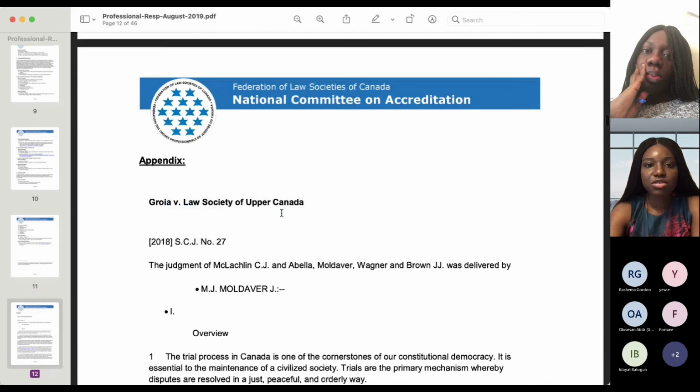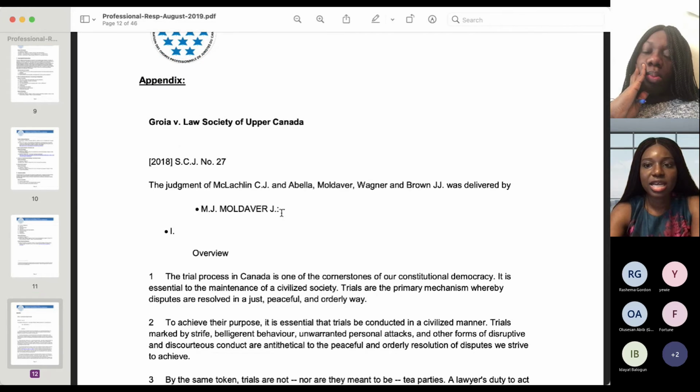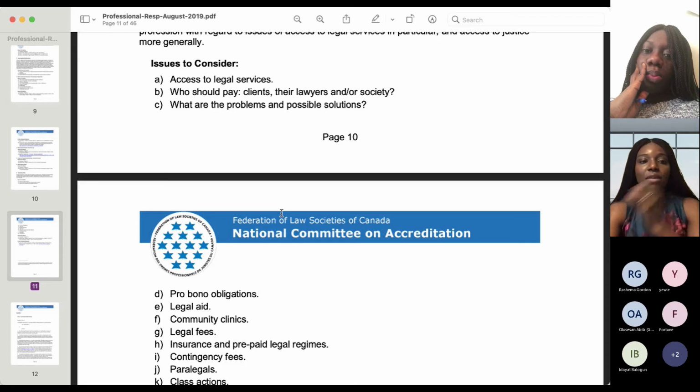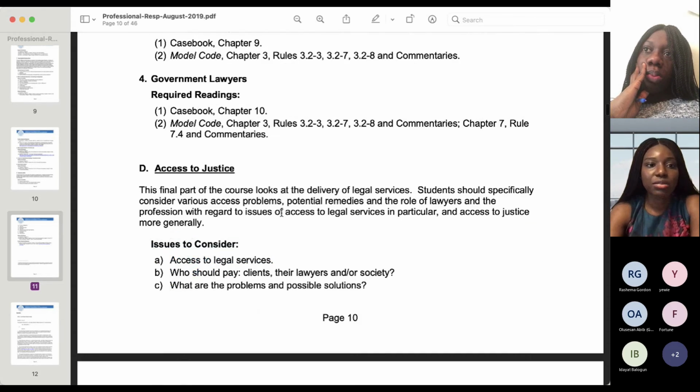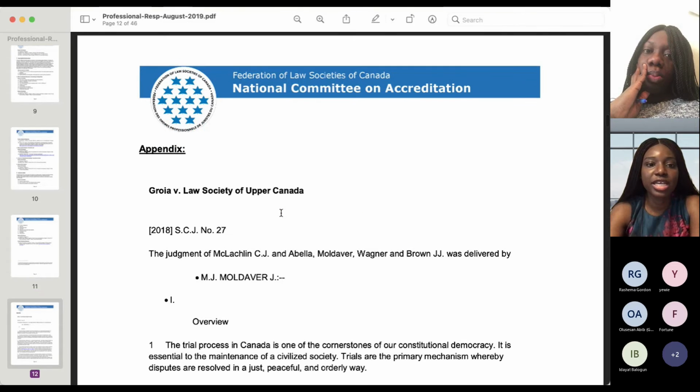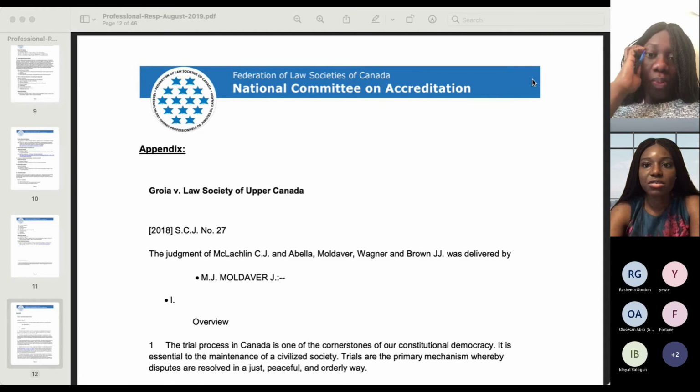The rest of the syllabus from page 12 is the Groia case and the Trinity Western case, which I explained that you should read in relation to PR. They added this part to the syllabus to make sure that you're not reading the full case and you're just getting the information that you require from the cases themselves.